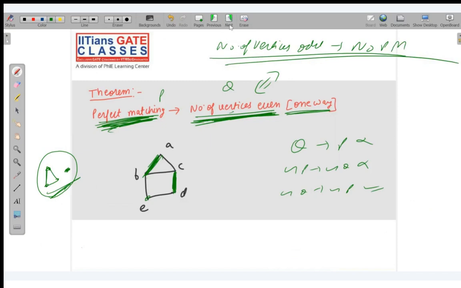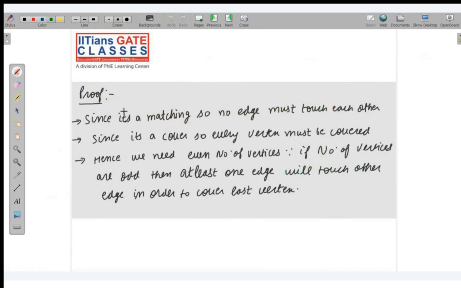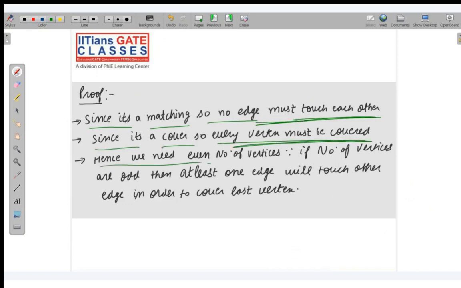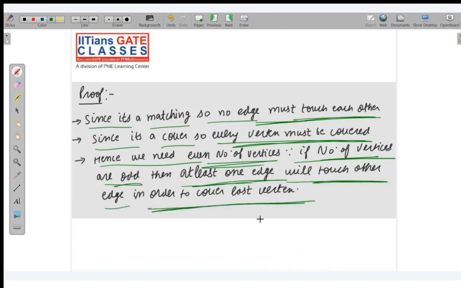So the proof, I think I have just given you, but let me read it. Since it is a matching, no edges must touch each other, because if edges are touching each other, then obviously it is not a matching. Since it is a covering, every vertex must be covered. Hence, we need an even number of vertices, because if the number of vertices is odd, then at least one edge will touch another edge in order to cover the last vertex. So we will cover all the even vertices, but one last vertex will be left out, and to cover that vertex, one edge will touch another like this.